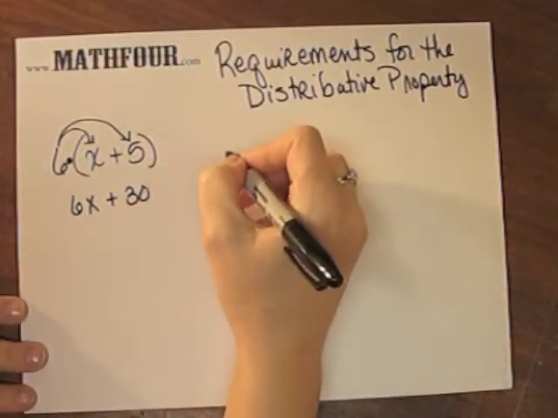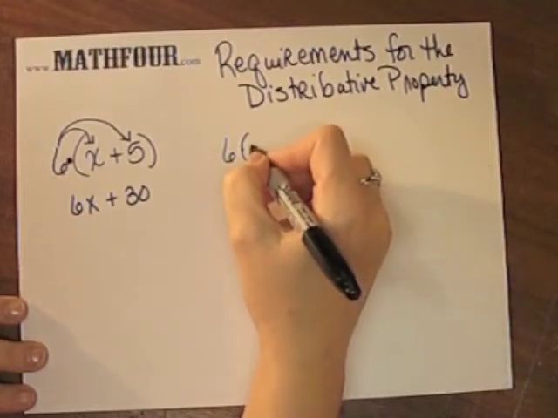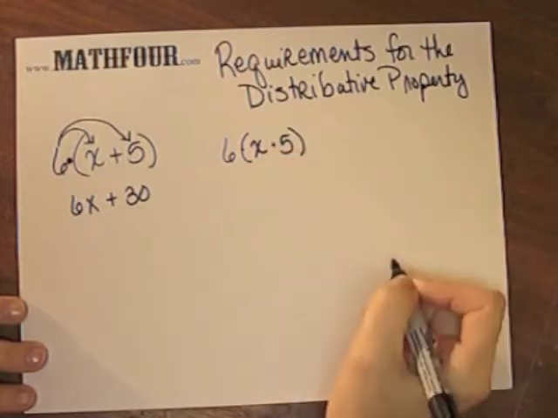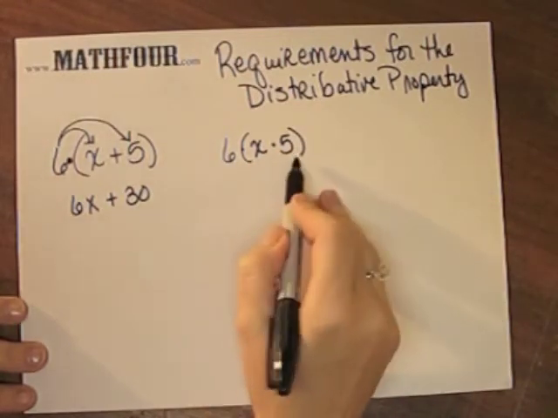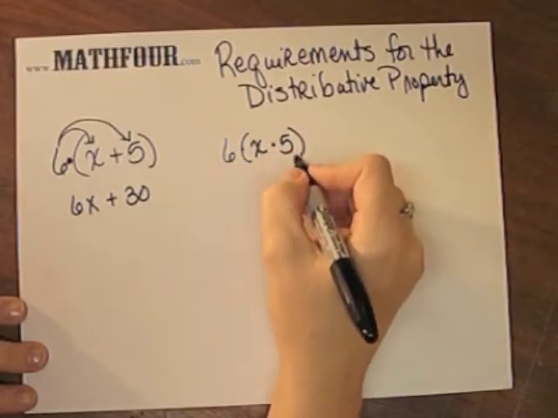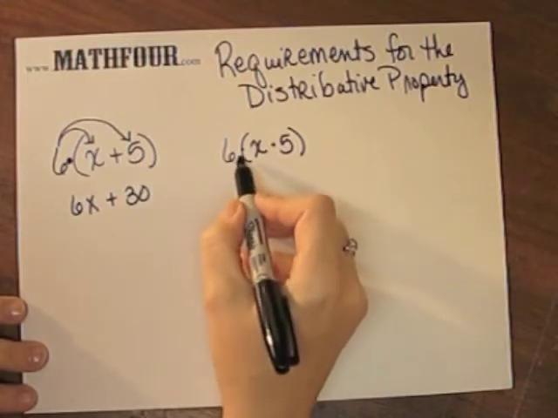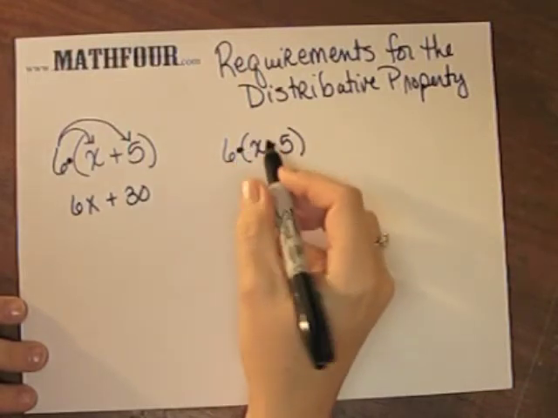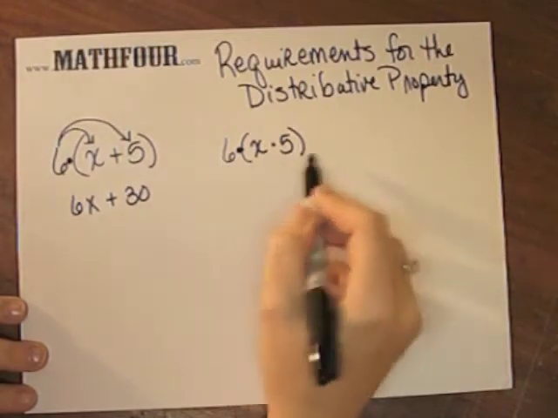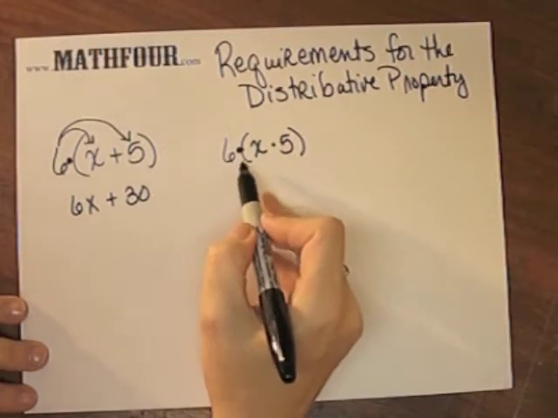Well, what if you have 6 times (x times 5)? This is where the temptation is, to distribute the 6 and say 6x times 30, which is not what this is. This means 6 times x times 5. So this is a whole other property that we could get into, but we won't mess with that just yet.